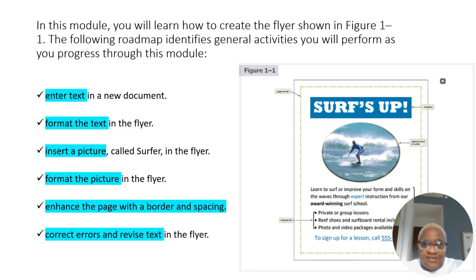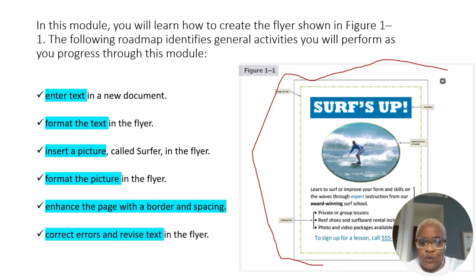So just to say, we will be creating this flyer, this one right here that says Surfs Up. This is the flyer that we will be creating for this chapter. Okay, so that's the flyer right there. And the main objectives for this chapter are the things that you will learn to do over the period that we cover for this chapter.